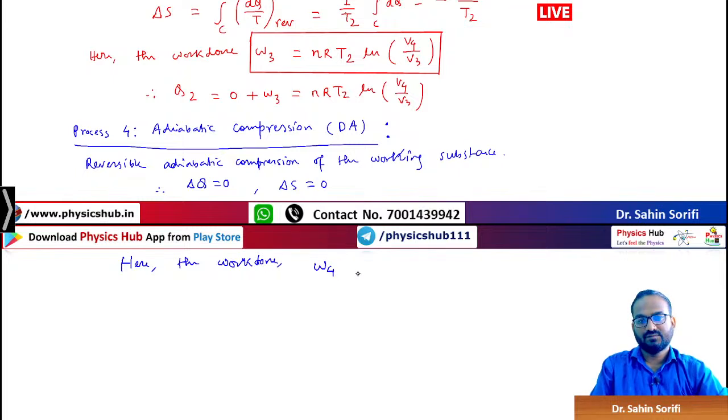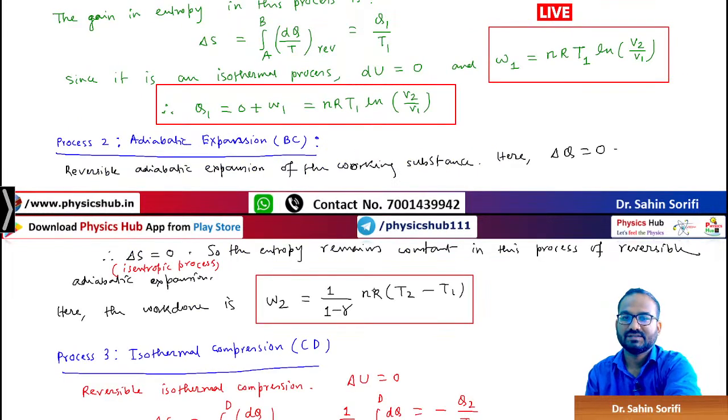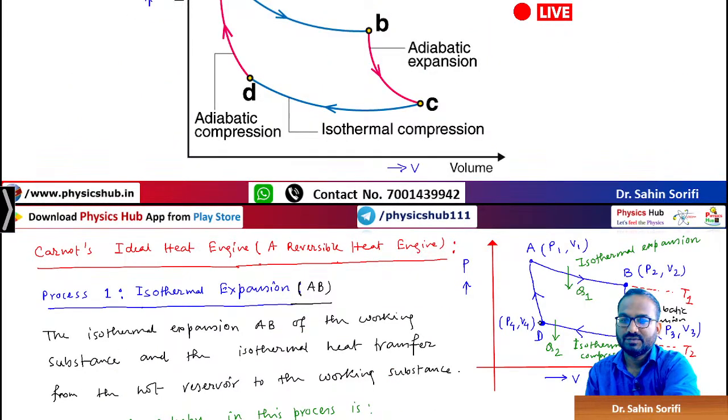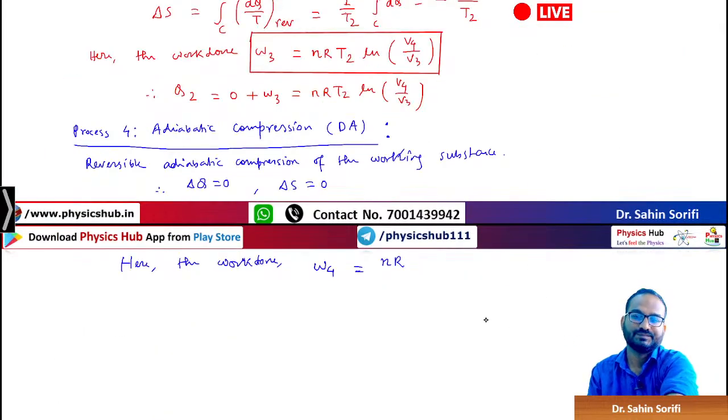We will denote it by W4. So, this is a reversible adiabatic work done. The formula is nR(T2 minus T1). Here, what is T2? T2 is the final temperature here. So, for this process, you are going from D to A. The initial temperature you can see is T2. What is the final temperature? It is T1. So, you have to write T1 minus T2.